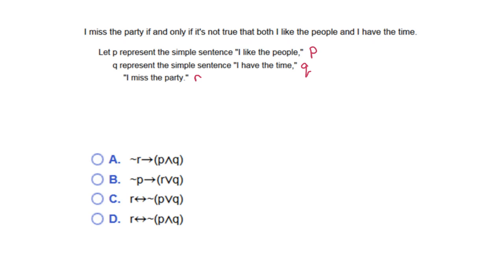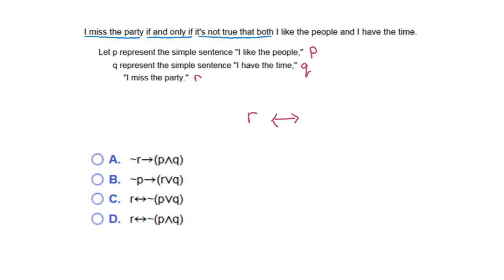All right, it says, I miss the party. Go ahead and change colors here. I miss the party is going to be R. If and only if, that's my biconditional. And it says, it's not true that both. So when you are applying to more than one, in this case, both, you want to place your parentheses. It is not true that both. So far what I do have is I have R with my biconditional. I hope we can agree on that part.